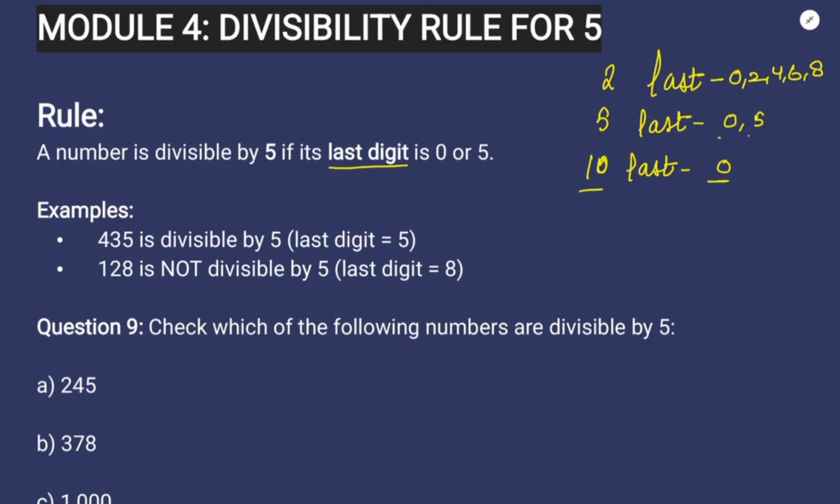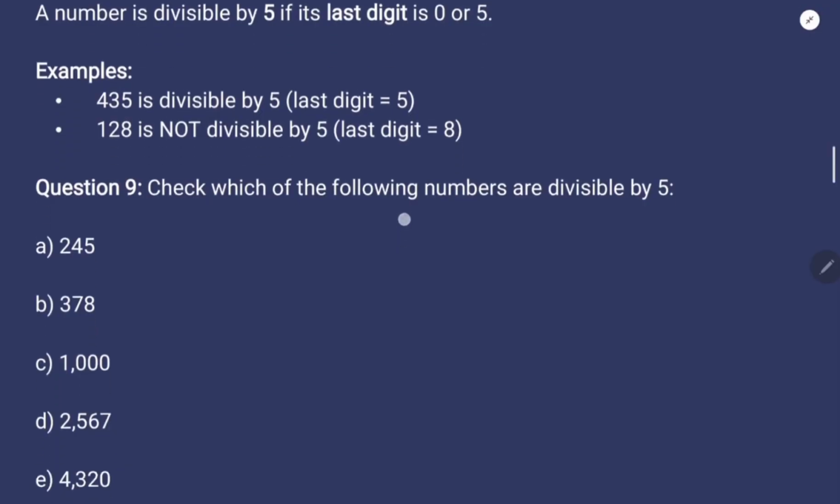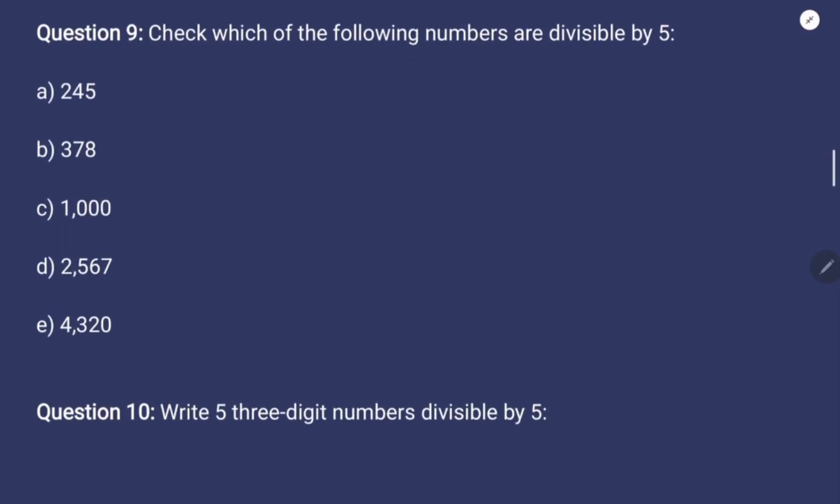Right? So what are we doing now? Now we are doing divisibility by 5. So we are checking whether the last digit is 0 or 5 or not. This is the simplest one. Is it 5 or 0? Yes. No. Yes. No. Yes. And it is done.